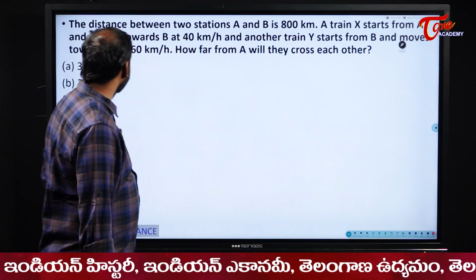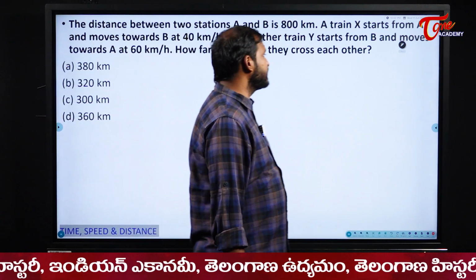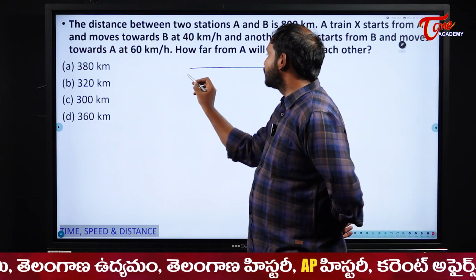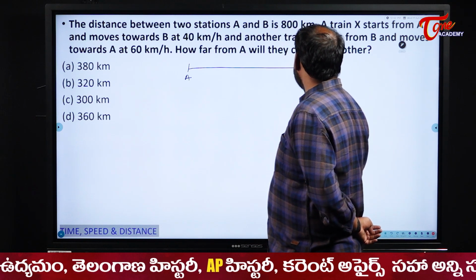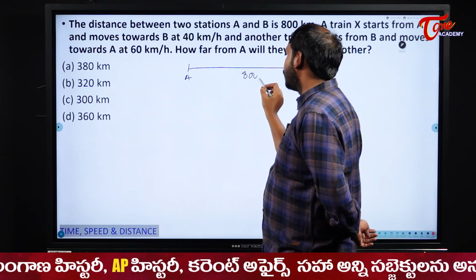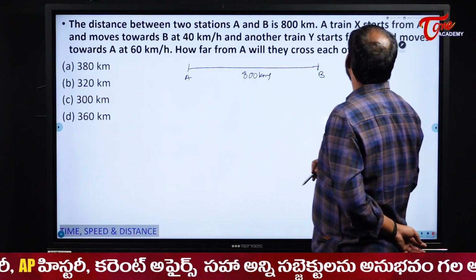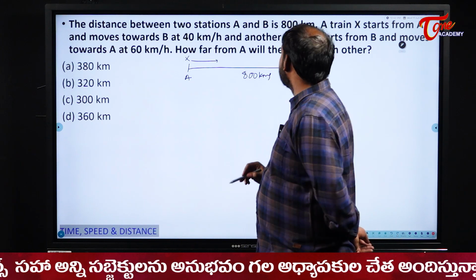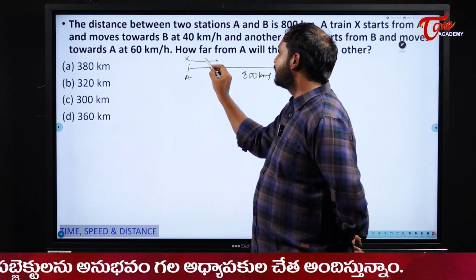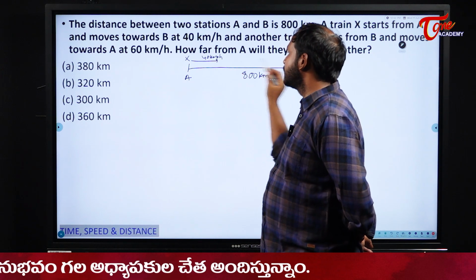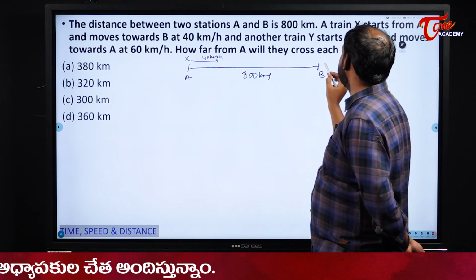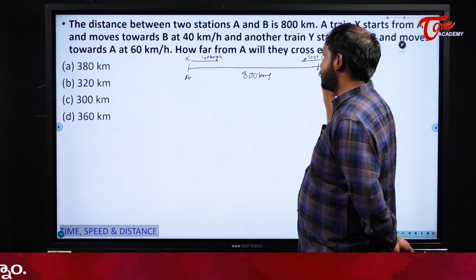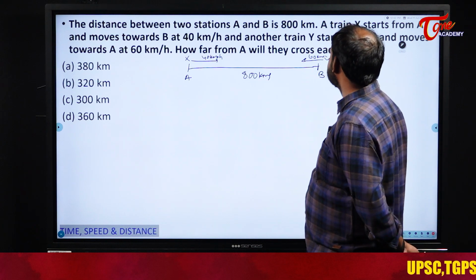Now the first one. The distance between two stations A and B is 800 kilometers. A train X starts from A with a speed of 40 kmph and is moving towards B. And another train Y starts from B and moves towards A with a speed of 60 kmph. How far from A will they cross each other?